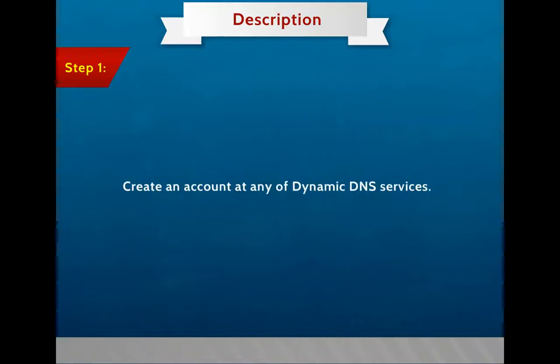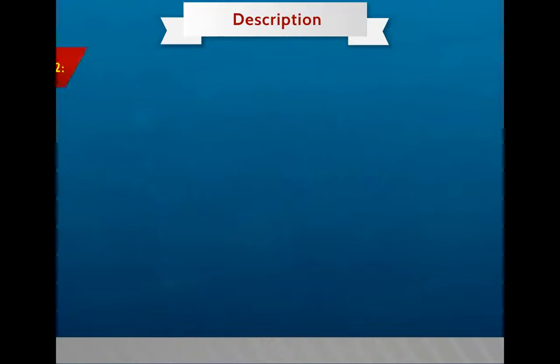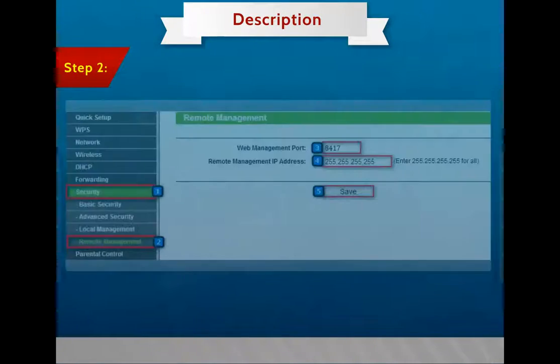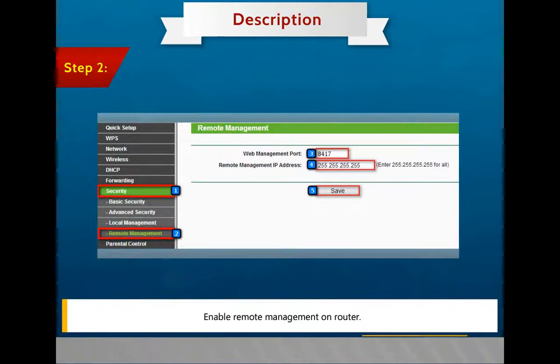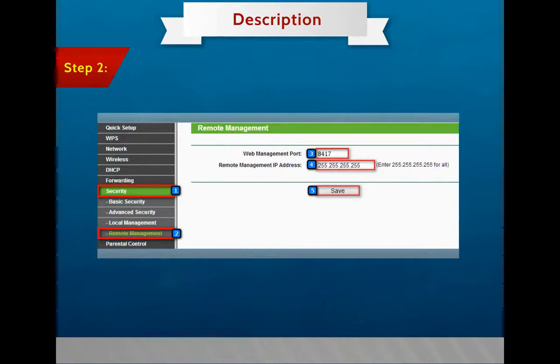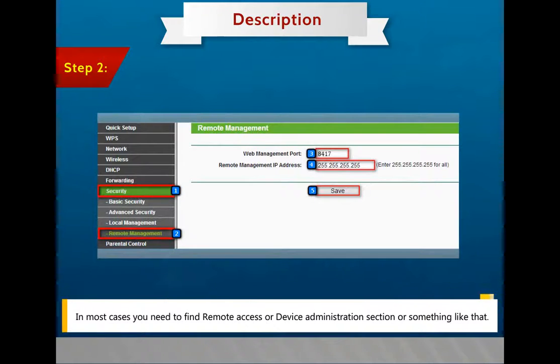Step 1. Create an account at any of the Dynamic DNS services. Step 2. Enable remote management on the router. In most cases, you need to find a remote access or device administration section or something like that.